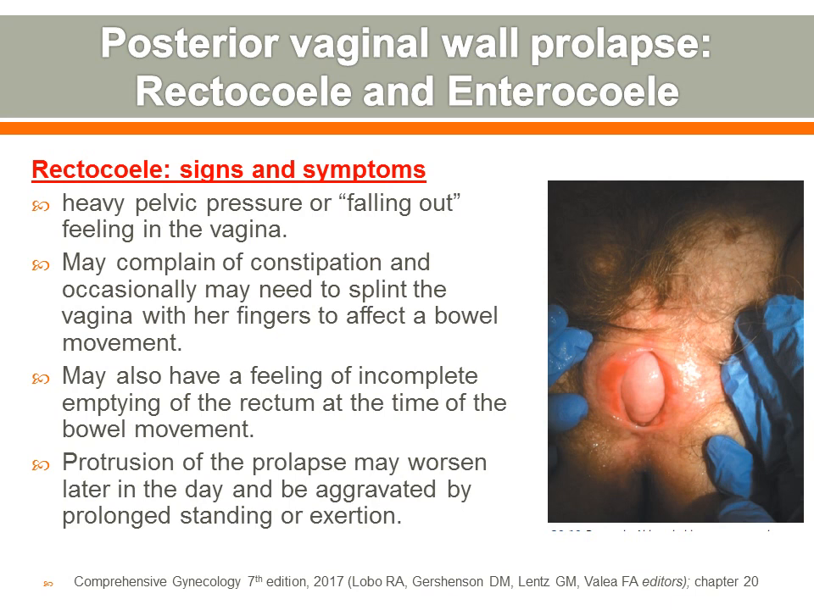Now for the posterior vaginal wall prolapse, this includes rectocoele and enterocoele. For the rectocoele, the signs and symptoms include heavy pelvic pressure or falling out feeling of the vagina. They may complain of constipation and occasionally may need to splint the vagina with their fingers to effect a bowel movement. They may also have a feeling of incomplete emptying of the rectum at the time of bowel movement. Protrusion of the prolapse may worsen later in the day and be aggravated by prolonged standing or exertion due to gravity.